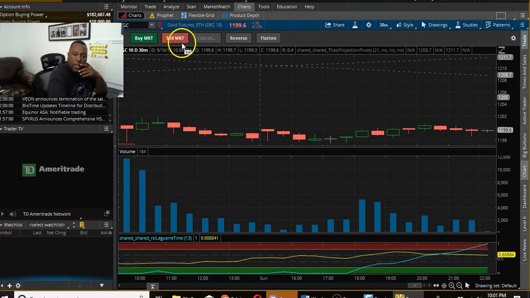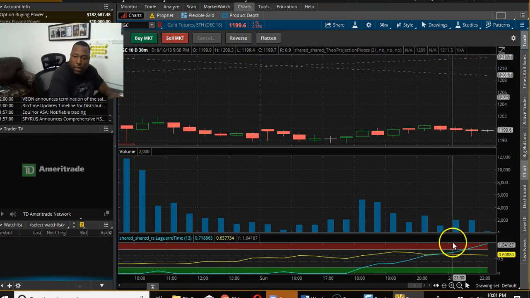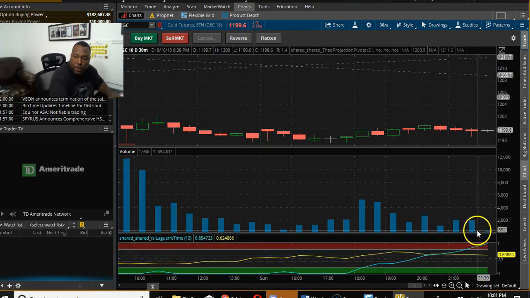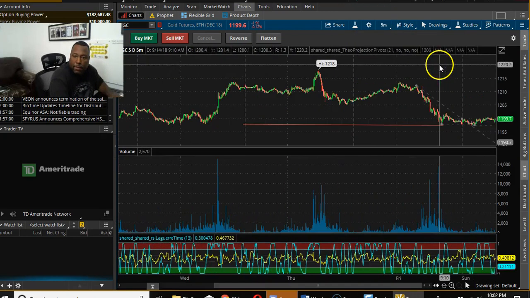On this sidebar, you have all your different options. This gives you a buy market and sell market right away. So for instance, if I'm looking at this indicator, I'm actually seeing it going down. I'm on a 5-minute.